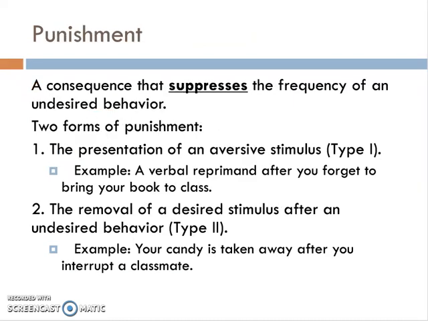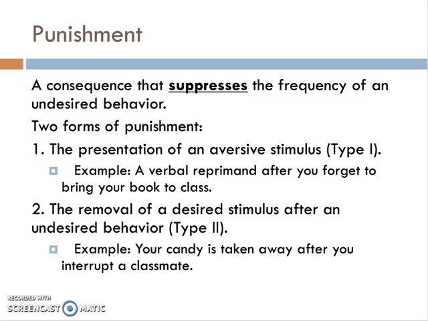Okay, in contrast to reinforcement is punishment. Punishment is where a consequence following a behavior suppresses the frequency of an undesired behavior. And there are two forms of punishment. There's the presentation of an aversive stimulus, which is called type 1 punishment, or the removal of a desired stimulus, which is called type 2 punishment.